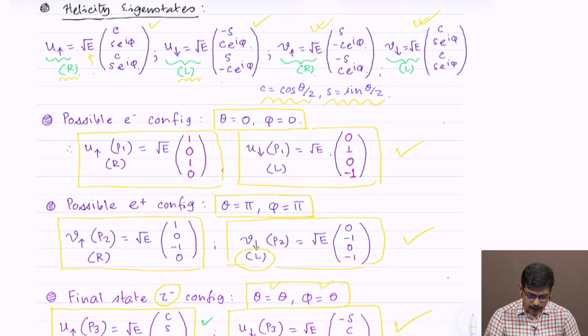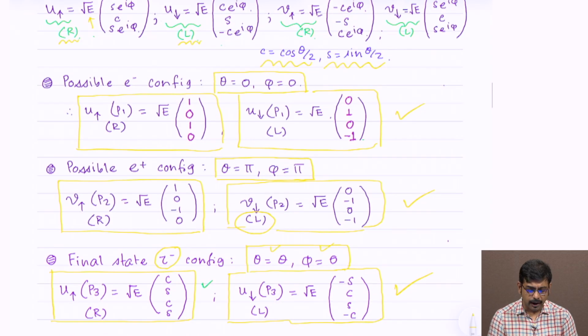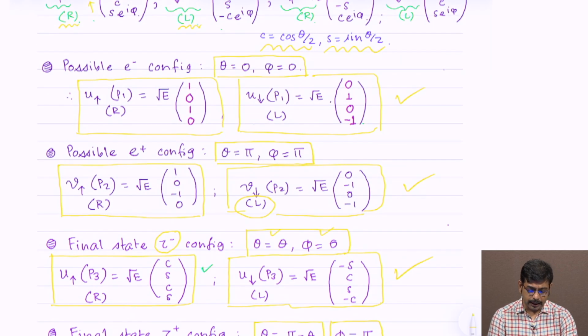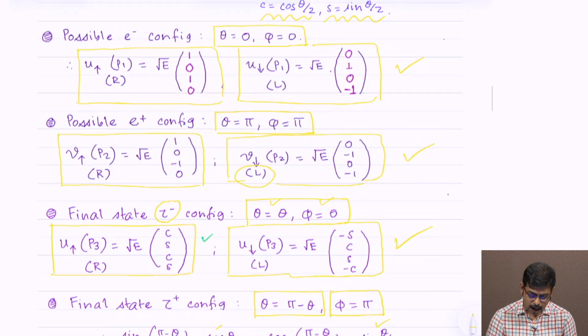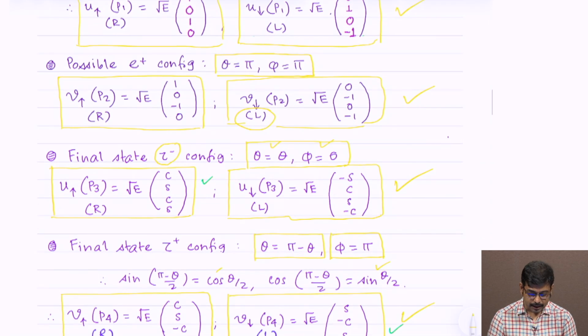So using that, we are identifying the u up, or the u R, the particle spinors: the particle right-handed spinors, particle left-handed spinors, the antiparticle right-handed spinors, and antiparticle left-handed spinors. So therefore we have all the configurations of electron, positron, tau minus and tau plus.